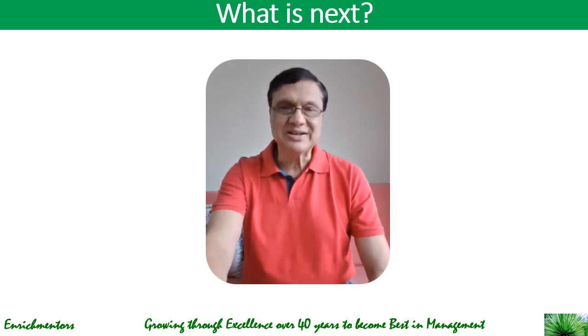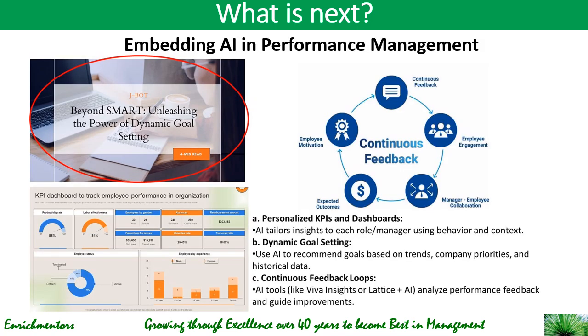So what do we do next now? In the next one, we will look at the second part of embedding AI in performance management, and there we'll talk about how you can use AI to recommend goals based on trends, company priorities, and historical data.